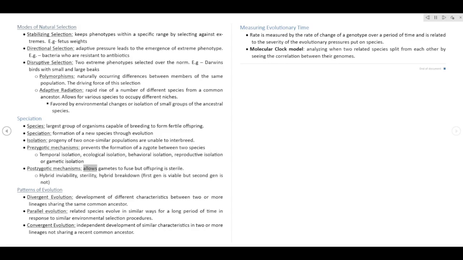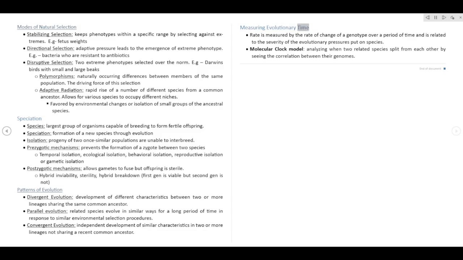Postzygotic mechanisms allow gametes to fuse, but the offspring is sterile. These include hybrid inviability, sterility, and hybrid breakdown, where the first generation is viable but the second generation is not. Patterns of evolution. Divergent evolution is the development of different characteristics between two or more lineages sharing the same common ancestor. Parallel evolution: related species evolve in similar ways for a long period of time in response to similar environmental selection pressures. Convergent evolution is the independent development of similar characteristics in two or more lineages not sharing a recent common ancestor.